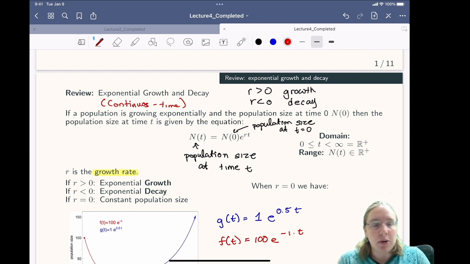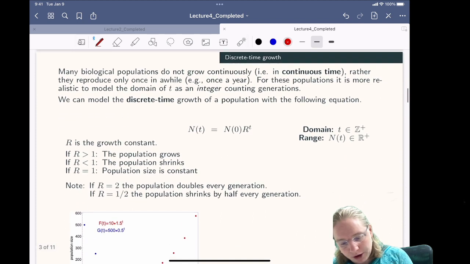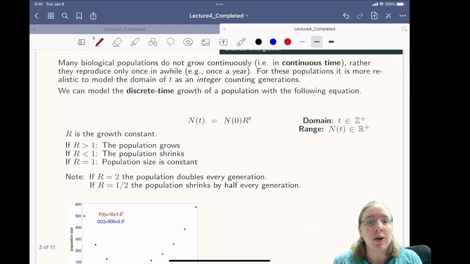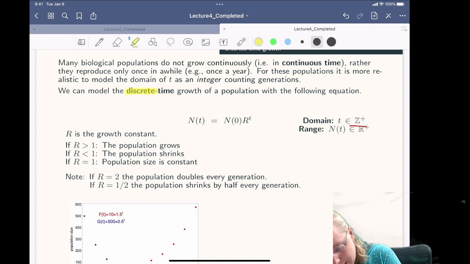Now, not all biological populations are well described by this. Oftentimes plants or some insects reproduce on a very scheduled regime, where the insects are born at a particular time of year, or the plants can only set seed at a particular time of year. In this case, we might actually want an alternative to continuous time, where our domain is not all the positive real numbers, but is instead the set of positive integers, Z plus, that describes the year or the month that you're reproducing in. So an alternative to this continuous time exponential growth is something known as discrete time growth.